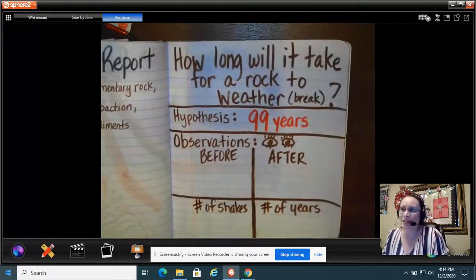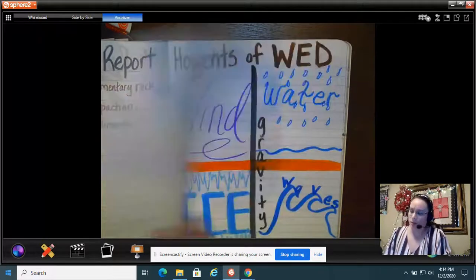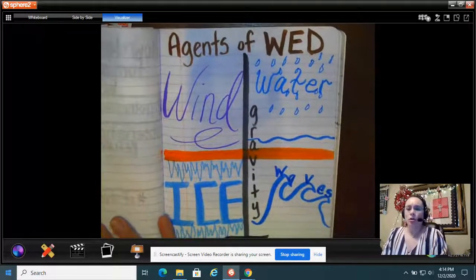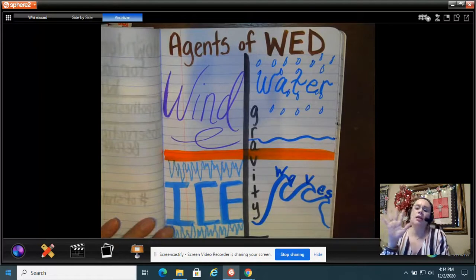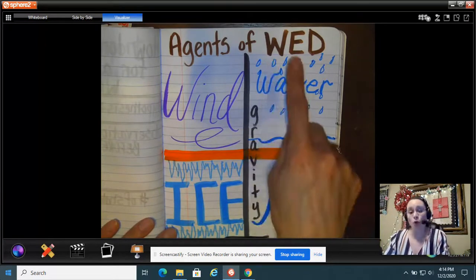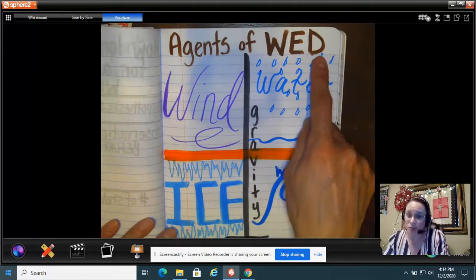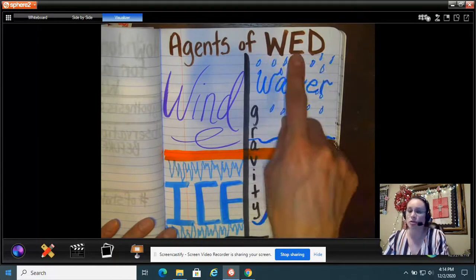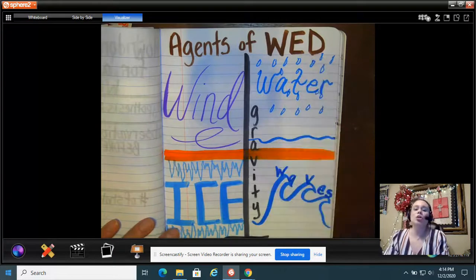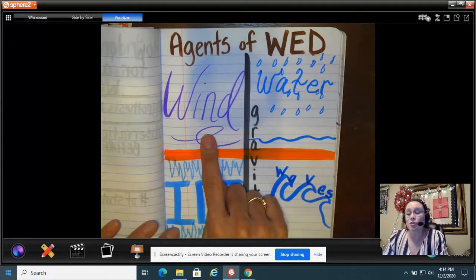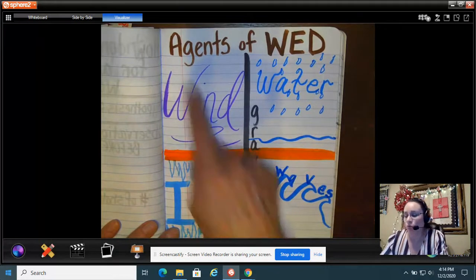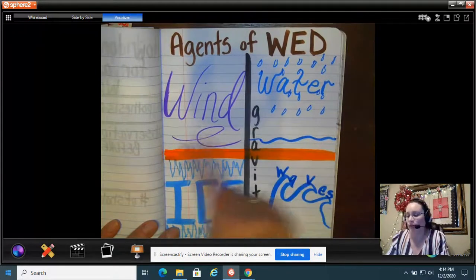Then we're going to go to the next page. What makes a rock break? We have 5 things that could possibly break a rock, move a rock, or drop a rock. We have 5 things that could possibly weather the rock, erode the rock, or deposit the rock. Weathering, erosion, deposition. So one of the agents is wind. I wrote the word wind like this.